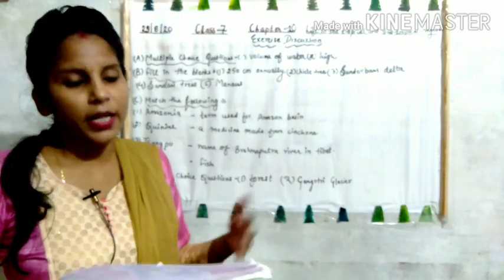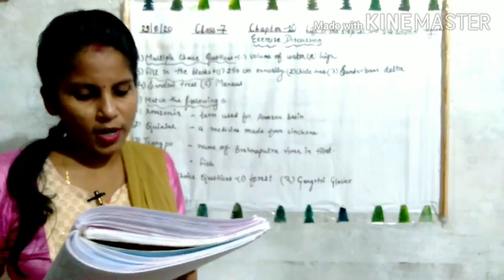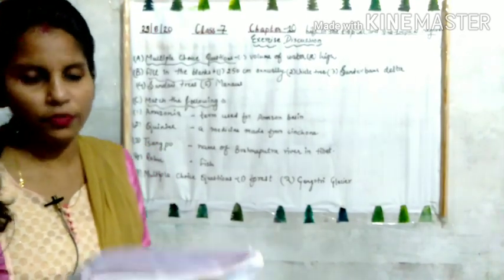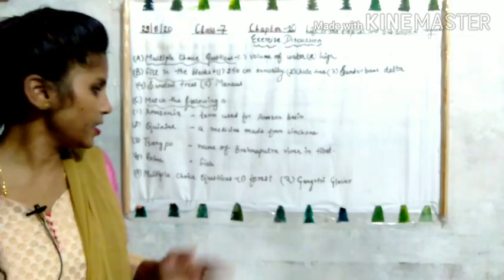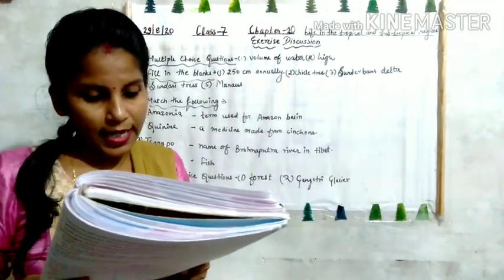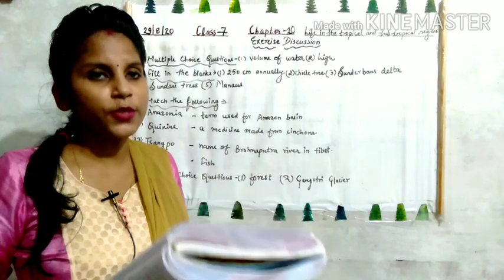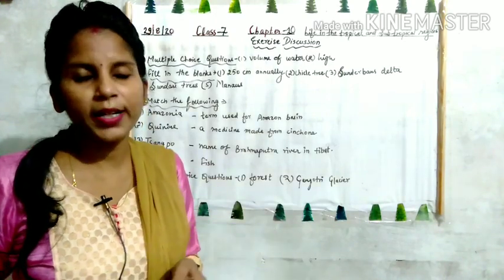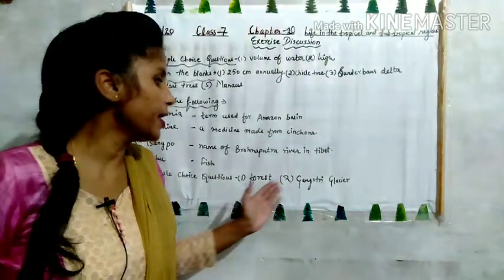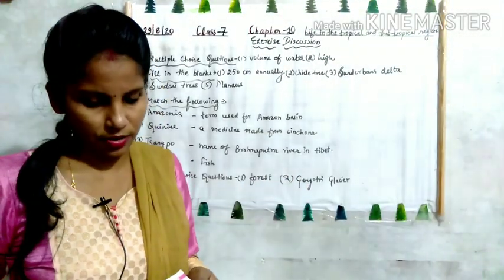Now question number A, that is again multiple choice questions. First one, Sylva is a term used for, options are water, river, forest. So the right answer is forest. Then second question, river Ganga originates from the, options are Gangotri glacier, Kosi, Yamunotri. So Ganga originates from the Gangotri glacier.